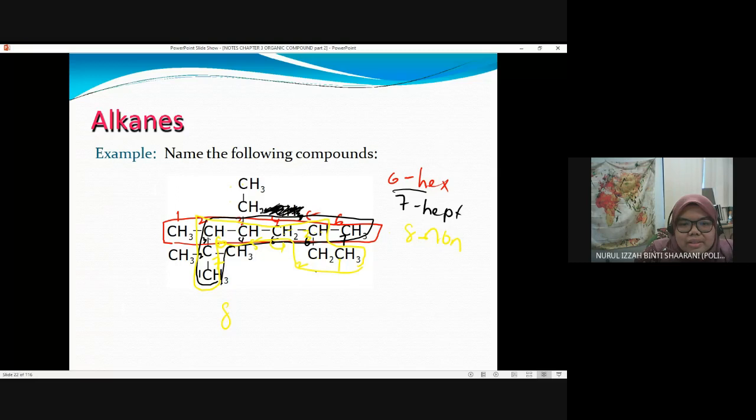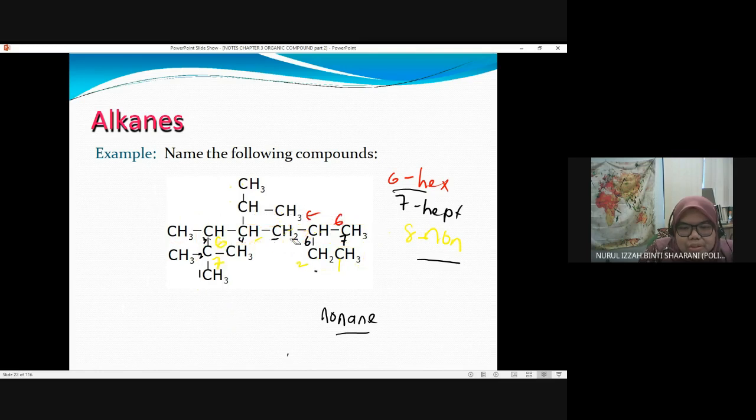So dia macam ni je, CH2 CH3. Okay, so non. Okay, and then maksudnya N-O-N-A-N-E. Nonane lah, okay, 8 carbon kan. Okay, nonane 8 carbon. Okay, and then kita tengok, okay, dia punya substituent dia.